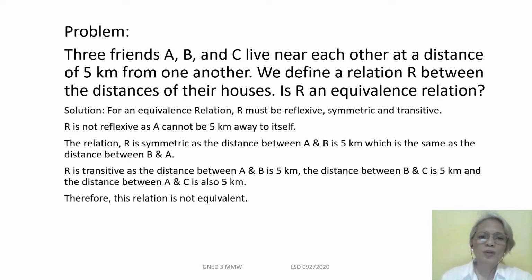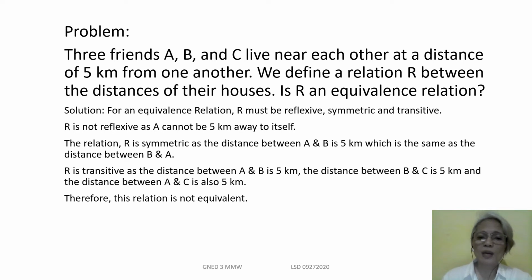R is not reflexive because A cannot be 5 kilometers away from itself. What's the reflexive property? A is mapped to itself. A house cannot be 5 kilometers away from itself. So the reflexivity property fails, and therefore this is not an equivalence relation, although it is symmetric because house A is 5 kilometers away from house B, and house B is also 5 kilometers away from house A.